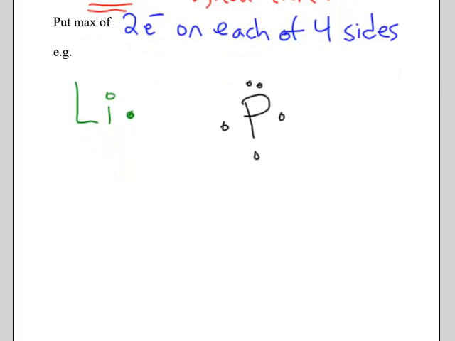And if we look at a noble gas like argon, found in group 18, it has 8 valence electrons, so we have no choice. Those 8 dots are going to go 2 on the top, 2 on the bottom, 2 on the left, and 2 on the right.